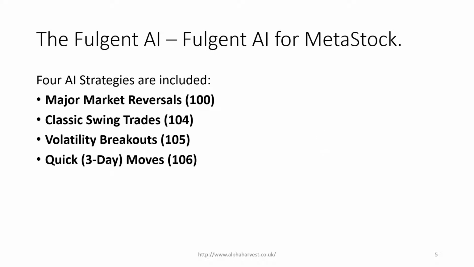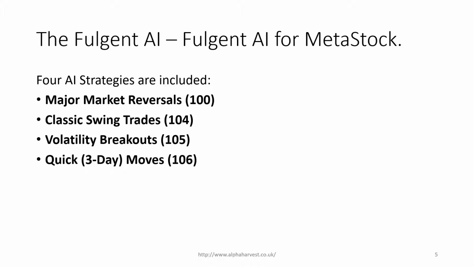We use the Fulgent AI engine that sits on the Metastock platform. We have 4 artificial intelligence trading strategies that we use: major market reversals, classic swing trades, volatility breakouts, and quick 3-day moves. These cater for different time frames, whether you're a swing trader, where you'll be using the classic swing trade and the quick 3-day move, or a position trader, where you'll be mostly using the volatility breakouts and major market reversals. We've got something for every type of trading style.